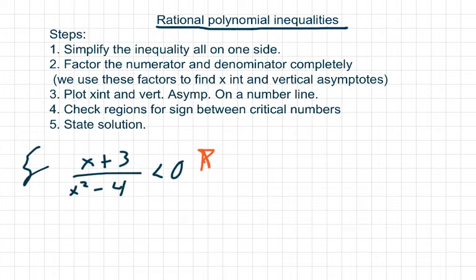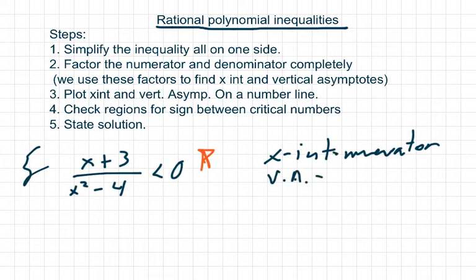Remember from the RPEs unit that our x-intercepts came from the numerator, and your vertical asymptotes, or your non-permissible values, as we called them in that unit, come from the denominator. Okay, and from the graphing of those, you'll see that we're not going to graph these. We don't need to. We did that already, so we're going to ignore what the graphs look like altogether.